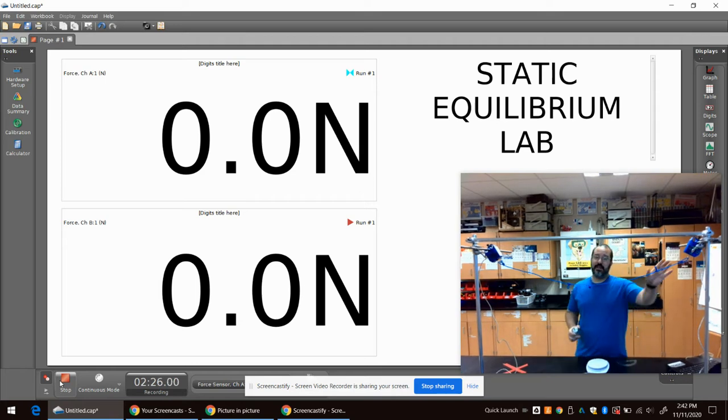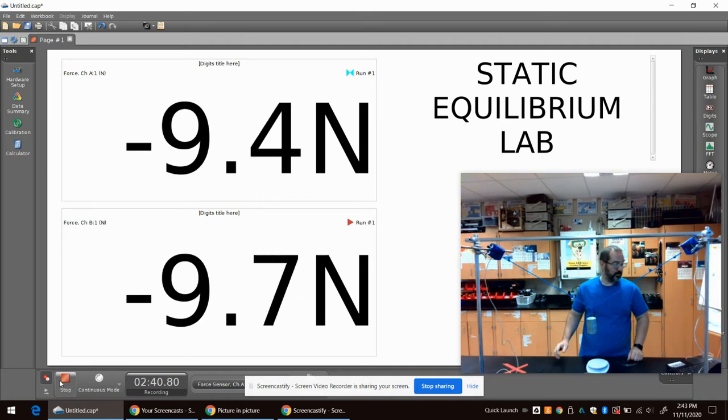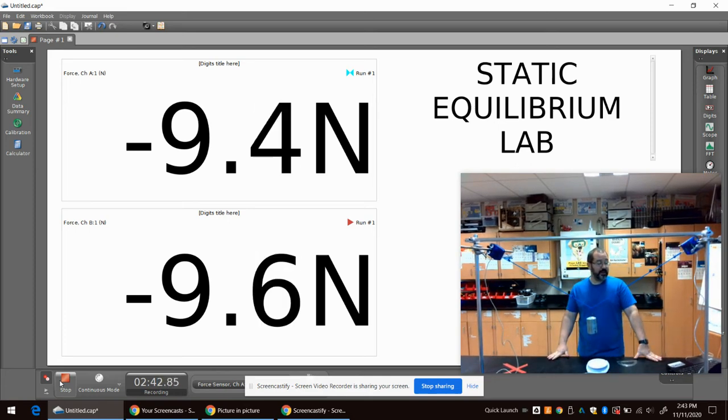But in this case, they aren't right above the weight. One force sensor is over here, the other one is over here. And so when I hang this in the middle, do these read 4.9 newtons? Let's find out. As we can see on the screen, they do not equal 4.9 newtons.